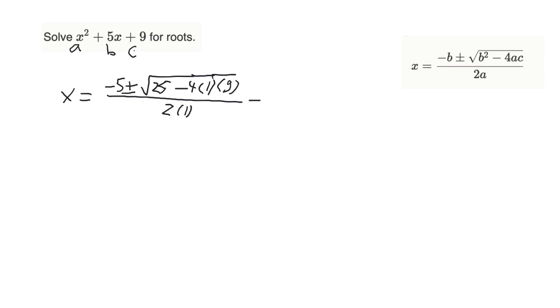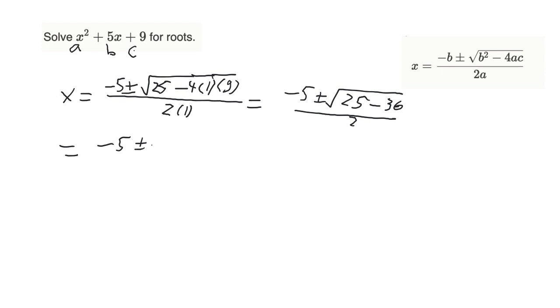So we can simplify this further. We get negative 5 plus or minus the square root of 25 minus, what's 4 times 9? That's 36. All over 2 times 1, which is just 2. Bring it down here. We have negative 5 plus or minus the square root of negative 11 all over 2.